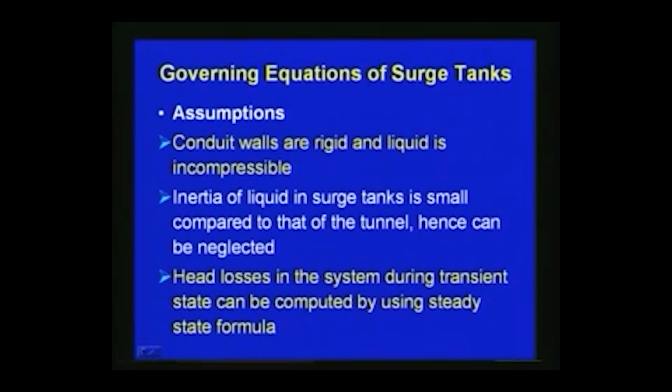Now we will briefly discuss the governing equations for such a system, the lumped systems. Here also we use some assumptions: the conduit walls are rigid, the liquid is incompressible, and the inertia of liquid in the surge tank is small compared to that of the tunnel. Hence, we can neglect the inertia of the liquid in the surge tank, and the head losses in the system during the transient state can be computed by using the steady state formula. As we have seen in the case of unsteady flow through pipes or closed conduits, which we derived earlier, in a very similar way we use some assumptions here.